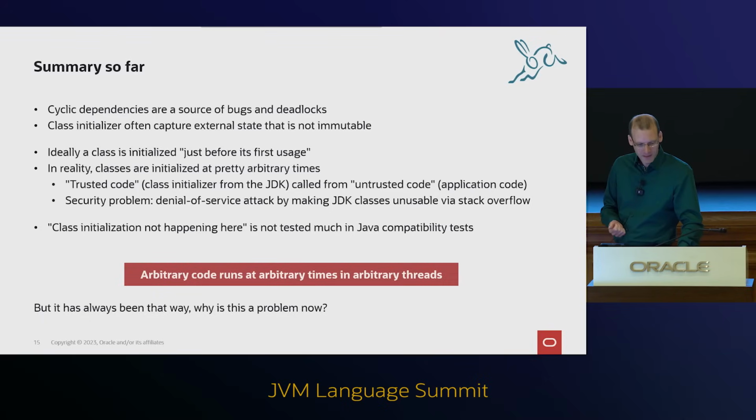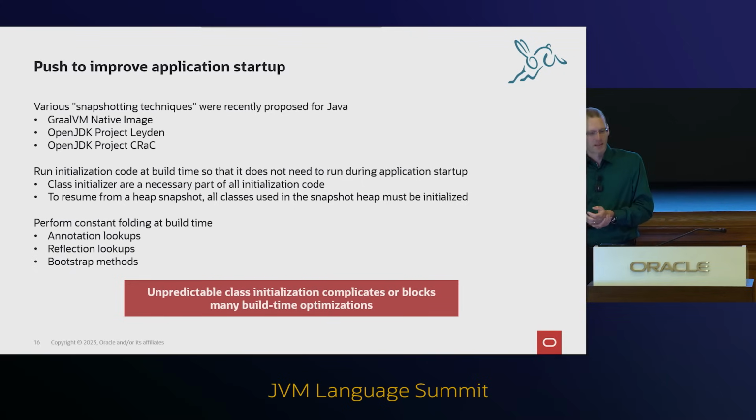But the real reason why it comes up is the push to improve application startups. And there are all of these snapshotting and startup improvements that have been proposed. There's, of course, my day job, GraalVM native image. There's OpenJDK project Leyden. There's OpenJDK project CRaC. We want to snapshot things at build time or once at startup time so that we don't need to do them over and over again. But for that, of course, we need to run initialization code. And to run any kind of initialization code, we really need to have initialized classes. Otherwise, we cannot really run initialization code.